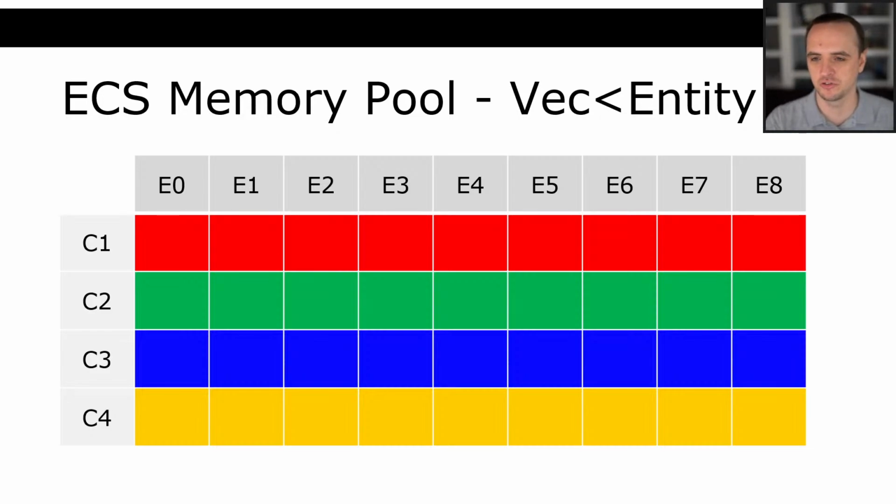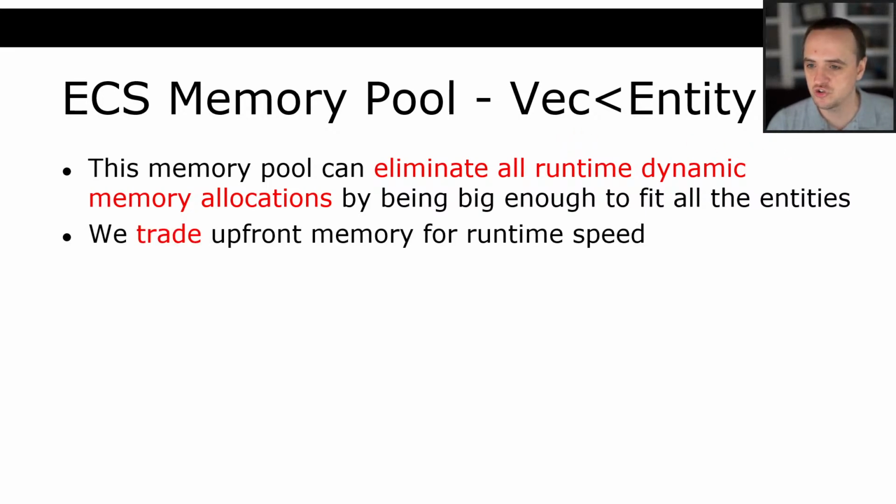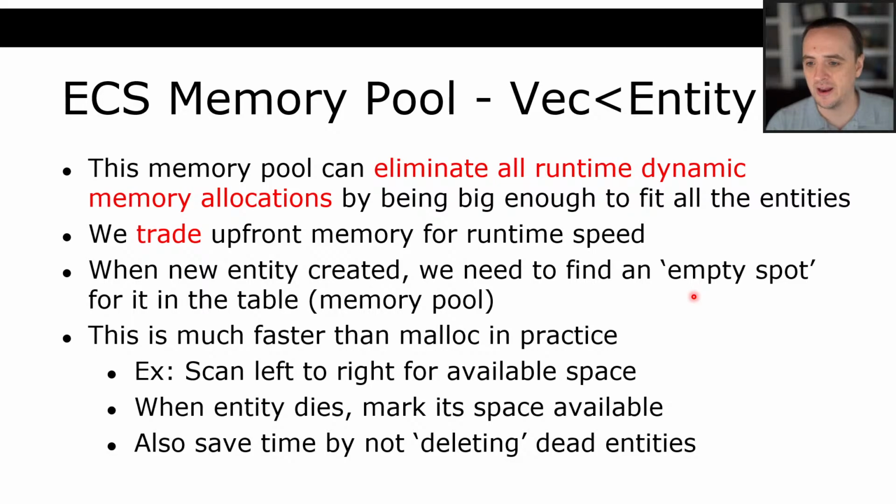And I'm actually going to go through an illustrated example of this in a bit. So the memory pool can eliminate all runtime dynamic memory allocations by being big enough to fit all the entities. So we trade upfront memory for runtime speed. When a new entity is created, all we need to do is find an empty spot for it in the table. And so that in practice is much faster than malloc.